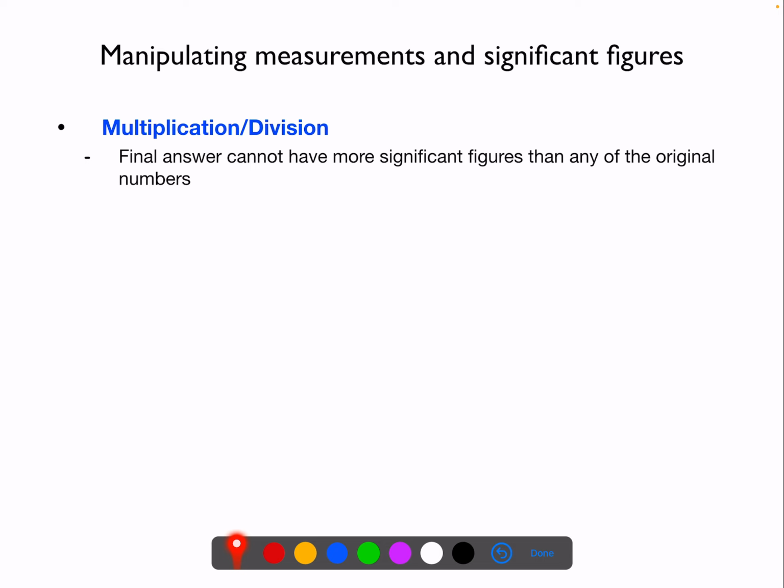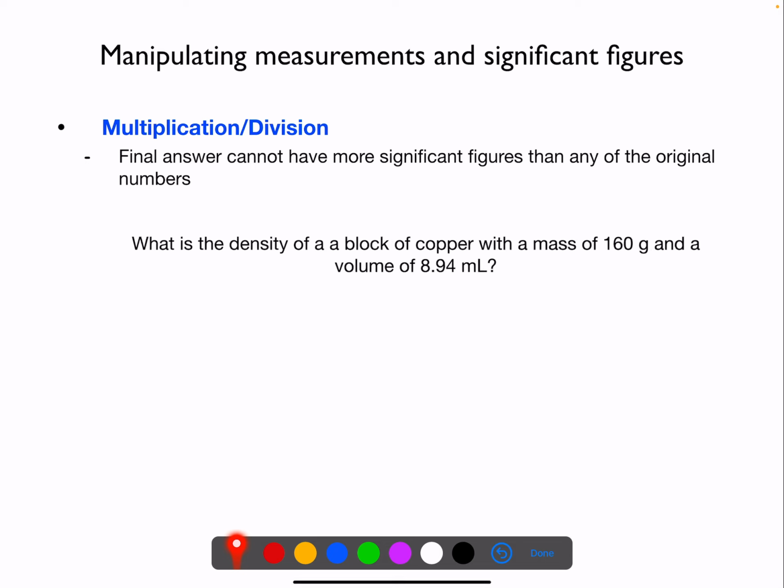And so when we look at this one, we can say, what is the density of a block of copper with a mass of 160 grams and a volume of 8.49 milliliters? And here, if we recall, density is mass divided by volume. And so to solve this, we would take our mass and divide by the volume. And the question for this problem is, how many significant figures do we report in our answer?